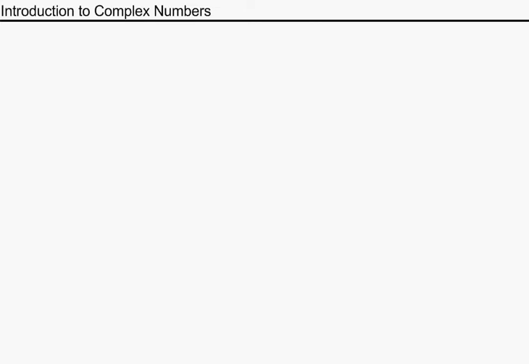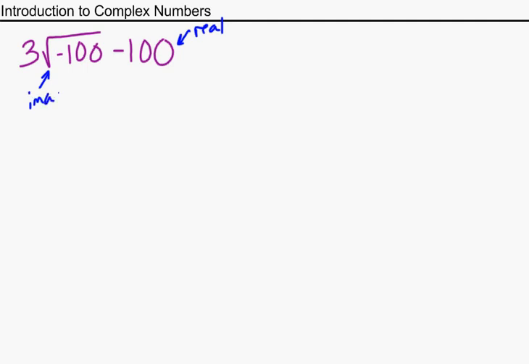If I have another example, something like 3 times the square root of -100 minus 100, again, I can easily pick out the real portion and the imaginary portion. The imaginary portion is sticking out because of that square root of a negative. And I start to simplify this down. I know that when I pull that negative out, I'm going to get an i. And I know that the square root of 100 is 10. So this is really 3 times i times 10 minus 100.